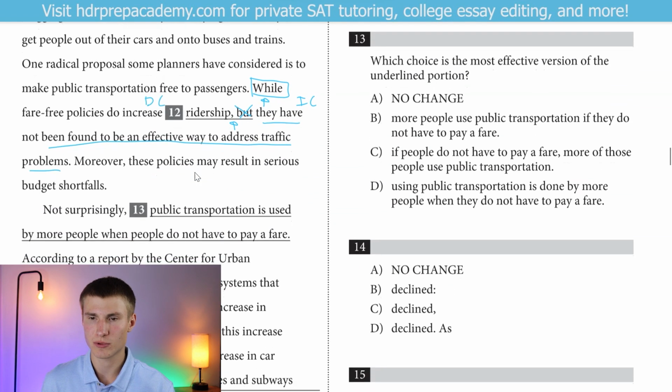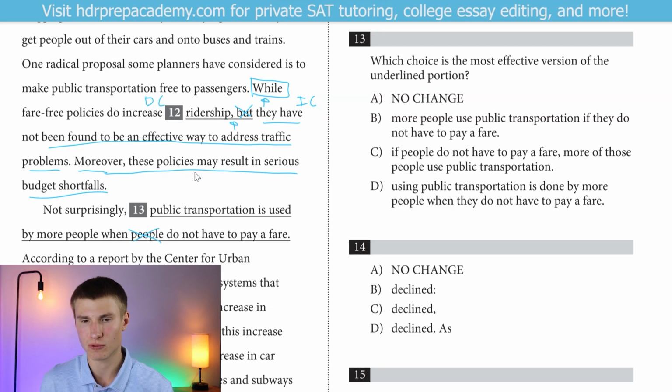Looking at 13, which choice is the most effective version of the underlined portion? Well, let's go ahead and read to it. So we have, moreover, these policies may result in serious budget shortfalls. Not surprisingly, public transportation is used by more people when people do not have to pay a fare. I don't want to repeat the word people twice, so A is incorrect. Looking at B, more people use public transportation if they do not have to pay a fare. Yep, that looks perfect to me. Nothing wrong grammatically. It's efficient, it's concise, looks good.